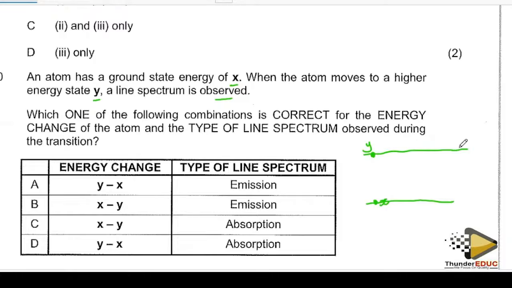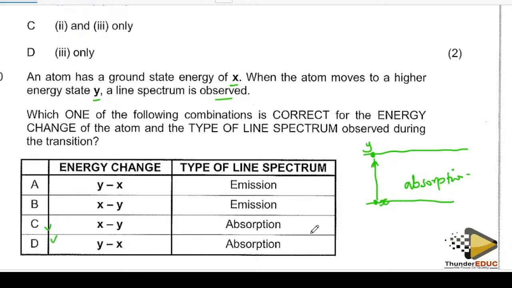When that happens, there's an absorption that will take place when atoms move from low energy levels to higher energy levels. That is absorption that is taking place. When they move from high energy levels to low energy levels, that's when they emit their energy, or that's when they emit light in the form of that. So our options have to be C and D.